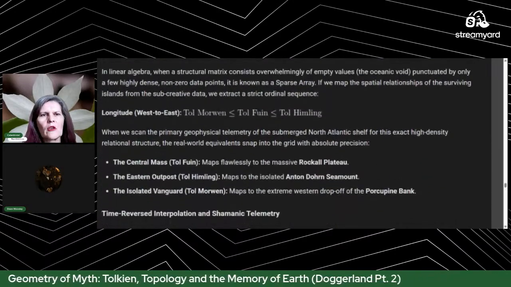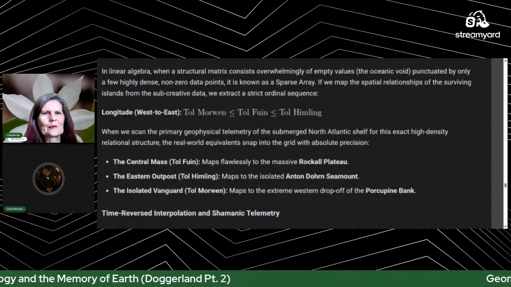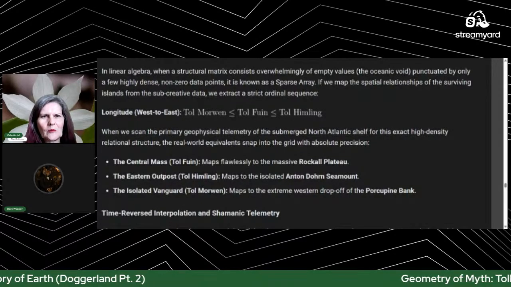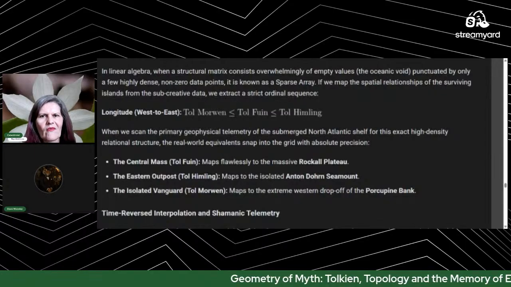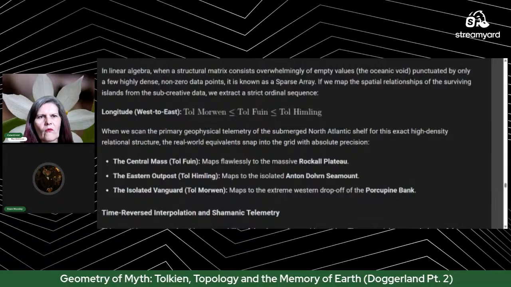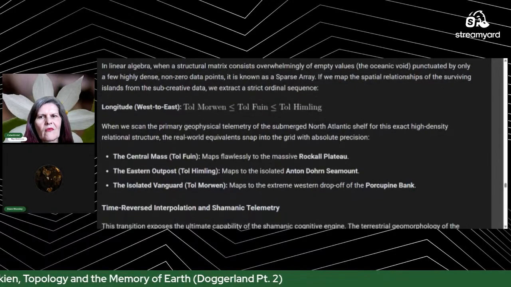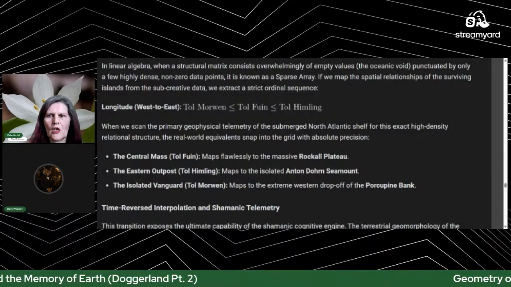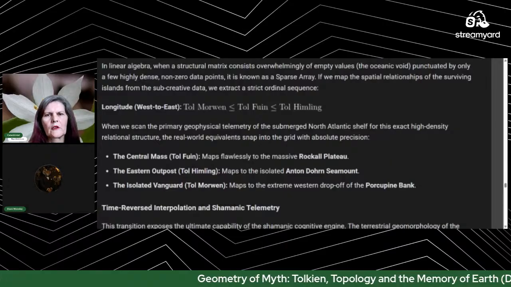Okay, so we're down to the linear algebra part. Well, that's what sparse array means. In linear algebra, when a structural matrix consists of overwhelmingly empty values, the oceanic void, punctuated by only a few highly dense non-zero data points, it is known as a sparse array, and you can see that in this map. Everything that's a white color there was above the water in those days.